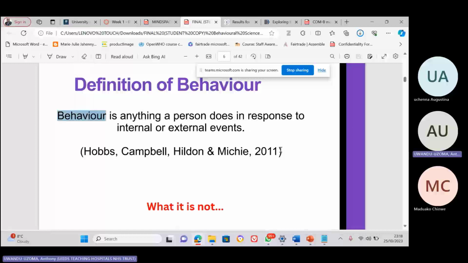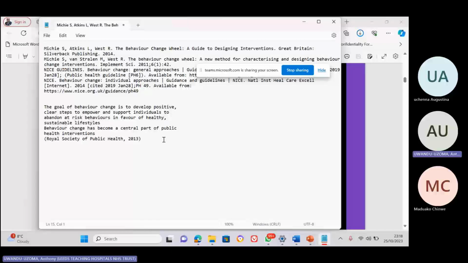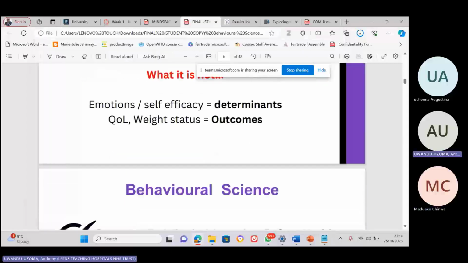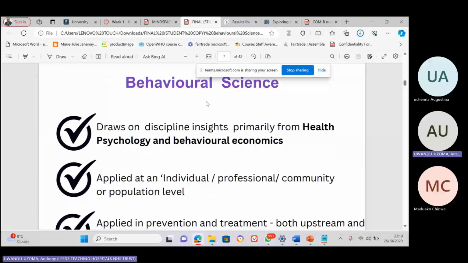Now I've seen another important point here. Definition of behavior. Okay. With reference, are you seeing that I'm getting the references for me? Okay, I'm getting the references now. I'm compiling them small. Okay, so now what is behavioral science?